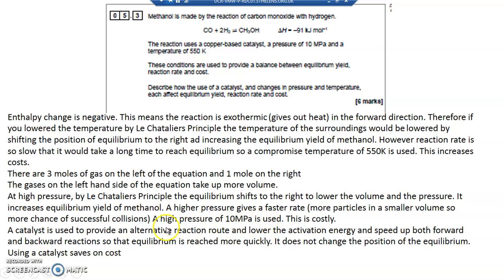Creating pressure is costly. A catalyst is used to provide an alternative reaction route and lower the activation energy and speed up both forward and backward reactions, so equilibrium is reached more quickly. It's not going to change the position of equilibrium, but it is going to mean that you're going to lower the activation energy, and a catalyst usually saves on costs because you need less energy, because the particles need less energy to react, i.e. the activation energy is lowered.